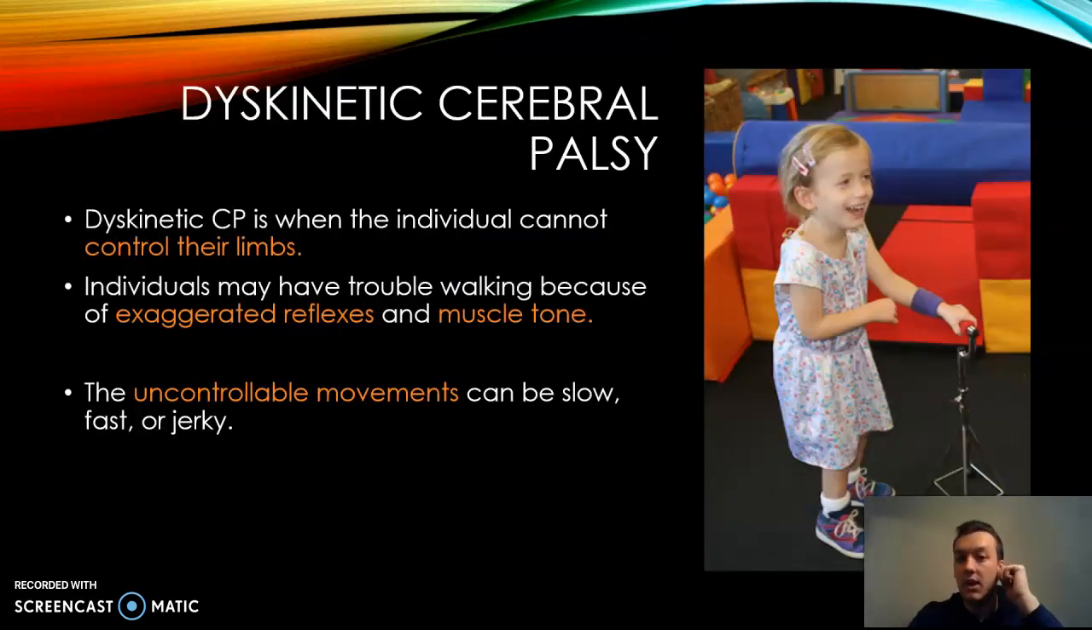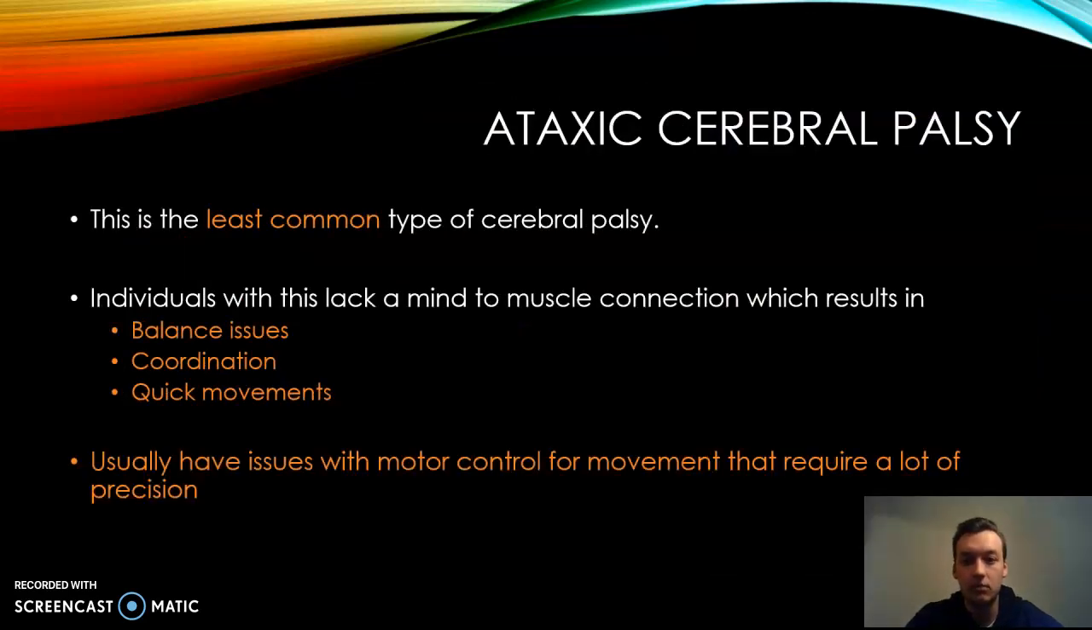Right. Dyskinetic cerebral palsy. This is when the individual can't control their limbs entirely. Again, these people have difficulties walking because of exaggerated reflexes and muscle tone. When I mentioned muscle tone, all this means is that their muscles can go from being super tight to floppy, if you will. And this can occur throughout the day, day to day, or this could even change week to week. The uncontrollable movements can be slow, fast, or even jerky.